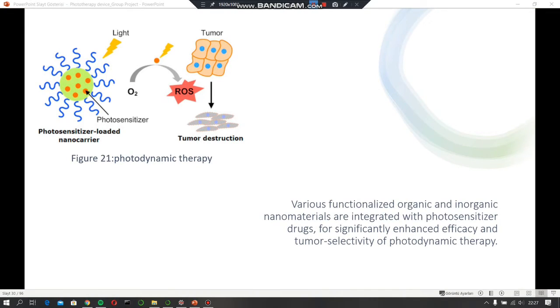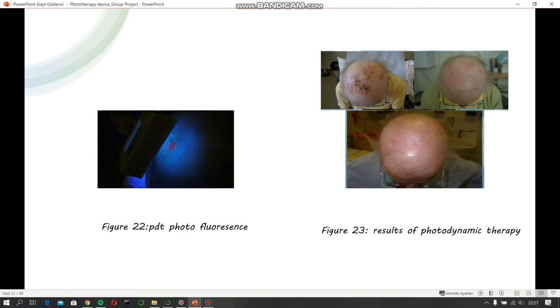And you see in the figure how the combination of photosensitizer and the light affects the tumor in photodynamic therapy. The various functionalized organic and inorganic nanomaterials are integrated with photosensitizer drugs for significantly enhanced efficiency and tumor selectivity of photodynamic therapy. And you see some pictures about the treatments in photodynamic therapy, photofluorescence, and the other figure is the result of photodynamic therapy.